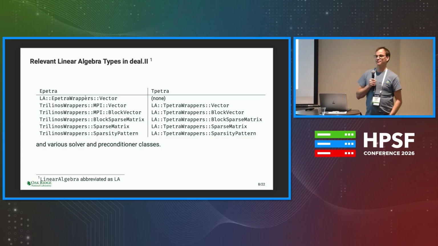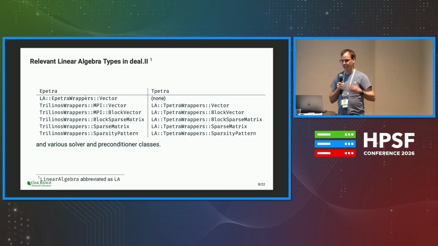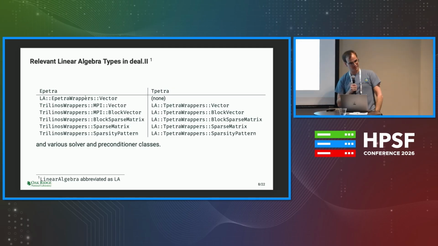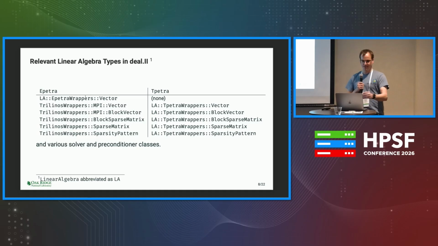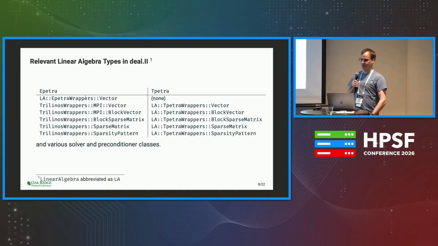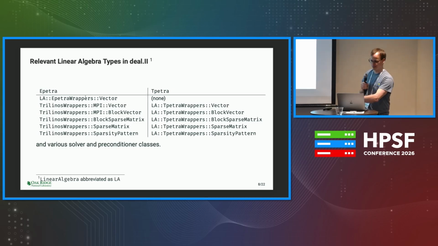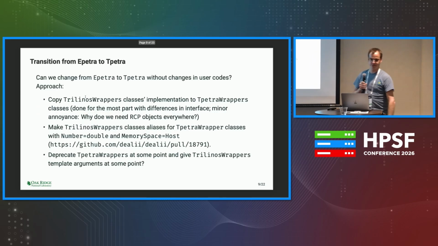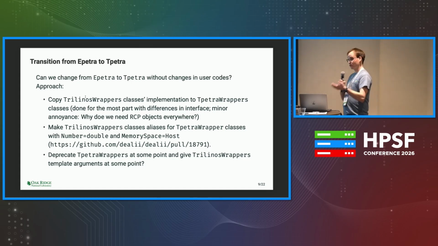Oh, no one used it. But that's generally now the challenge for us. So we kind of support both sides. The left-hand side is still TrilinosWrappers, Epetra based. The right-hand side is Tpetra. And can we provide now any kind of smooth transition?